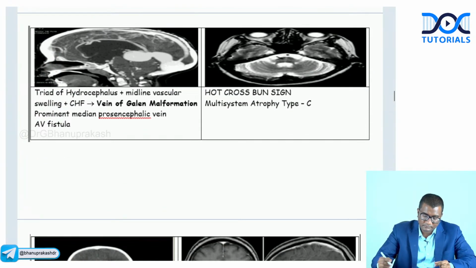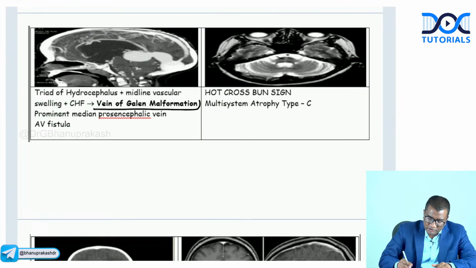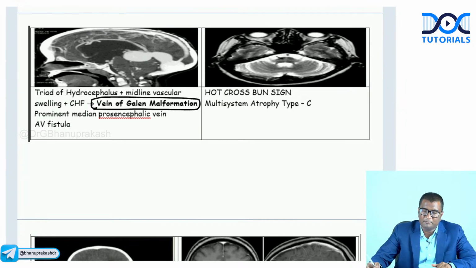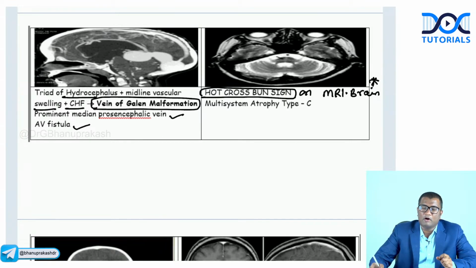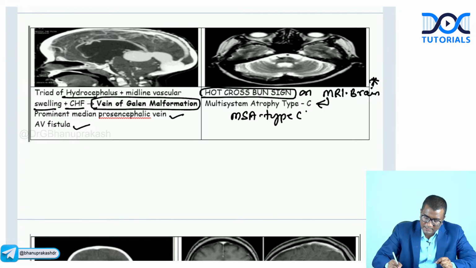Next. Vein of Galen malformation, we learnt, right? I taught you already about vein of Galen malformation, the triad of hydrocephalus, vascular swelling and congestive heart failure. Remember, it is an AV fistula and it is a prominent median prosencephalic vein, not a vein of Galen. Hot cross bun sign on MRI brain. Hot cross bun sign, please remember this one-liner will be asked also. Hot cross bun sign on MRI brain is suggestive of multi-system atrophy type C, MSA type C.